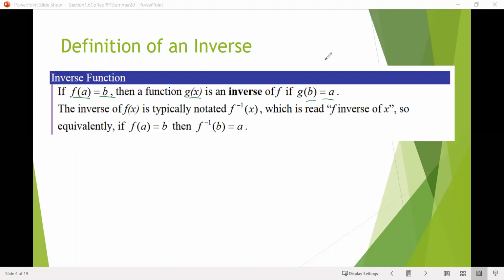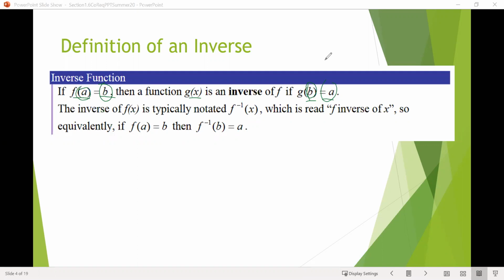Right, it looks like they got switched, right? In function f, a was an input and b was an output. In the function g, b is the input and a is the output, so they switch roles. Okay, so an inverse is really a function that switches the inputs and outputs of a function.